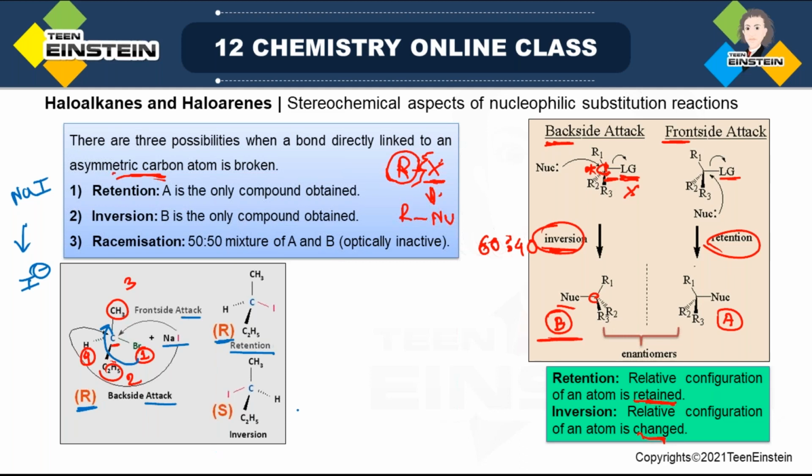And if it is opposite side attack, you are getting S, because now this is number 4, least priority, this is again number 1, this is number 2, and this is number 3. So when you are moving from 1 to 2 to 3, okay, sorry, methyl group is 3 and ethyl group is 2. So now the movement 1 to 2 to 3 is anti-clockwise, and that is why it is S, and this is inversion. Fine.